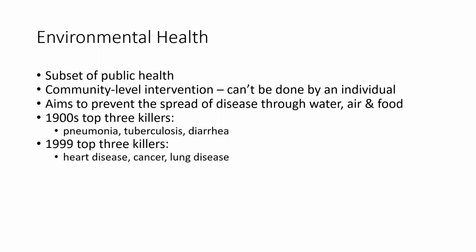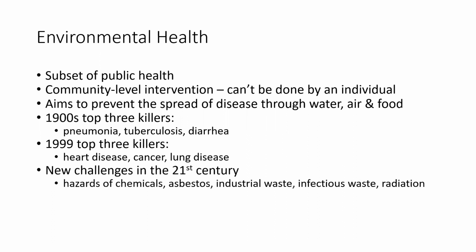So in the early 1900s, at the beginning of the 20th century, contagious diseases, things that were passed through water, air, and food, were the things that were most likely to kill you. By the end of the 20th century, the things that were most likely to kill you were the result of health behaviors. So we've had huge success with environmental health. Not perfect, of course, like I said, like Flint, Michigan, right?